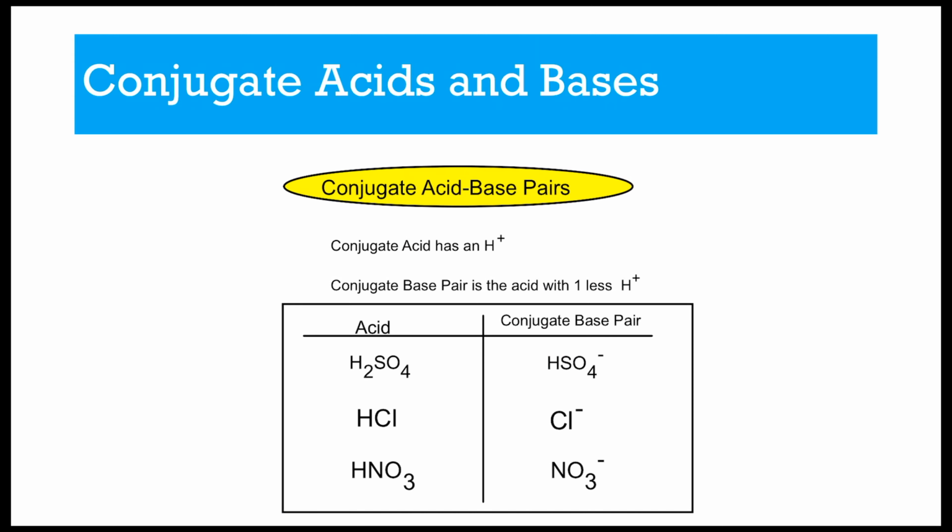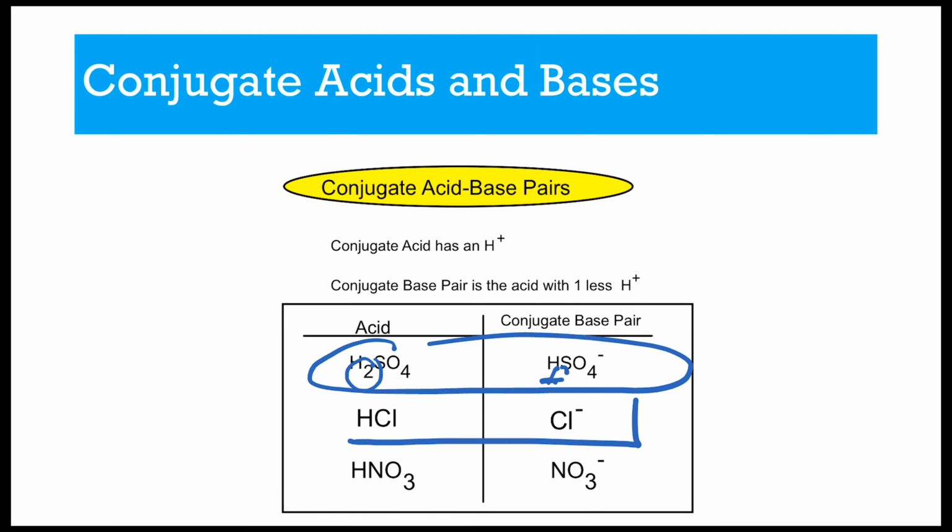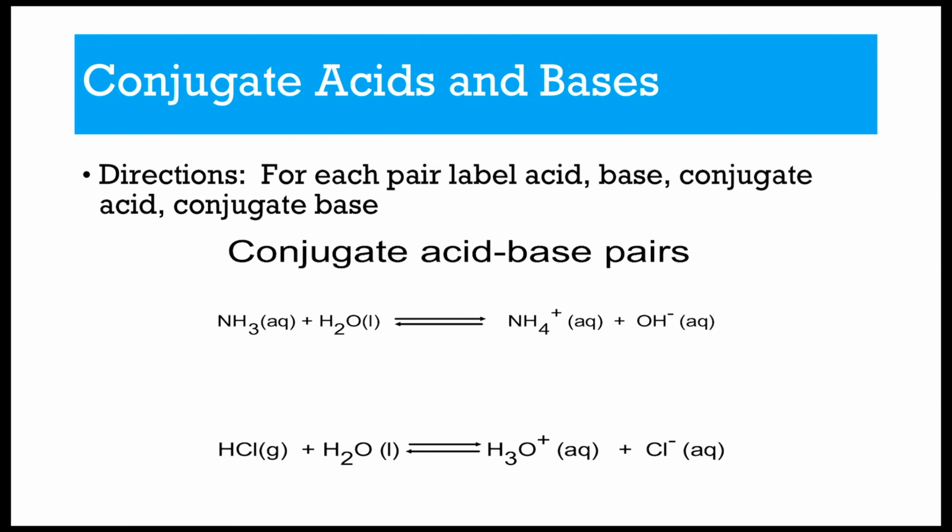So moving forward, a conjugate acid has an H+, and a conjugate base is the acid with one less H. If we look at this pair right there, the only difference is that the base has one less H. The acid has two H's, the base has one. Looking at this example, HCl and Cl-, this has an H, this lost that H. So the only thing that's different between a conjugate acid and a conjugate base is an H.